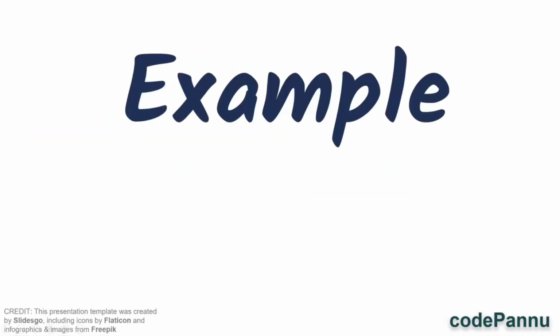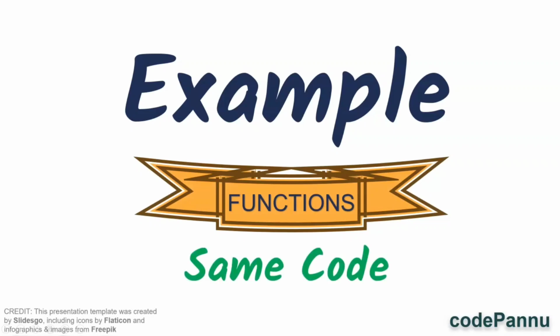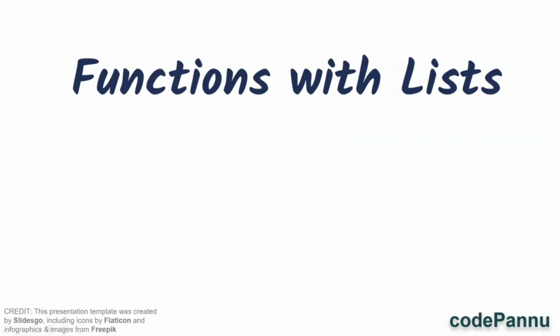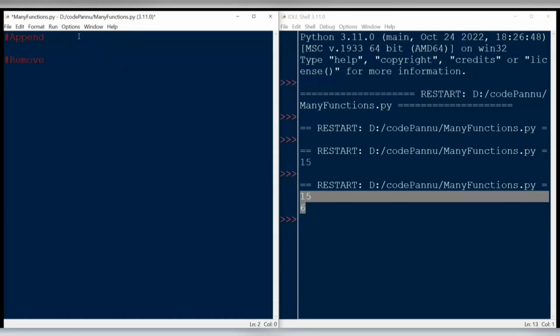Now, let us see the next example of creating many functions in our code. This time, let us write two functions with lists. The first function is to append an item to the list and the second function is to remove an item from the list. Now, let us write the first function to append an item to a list.